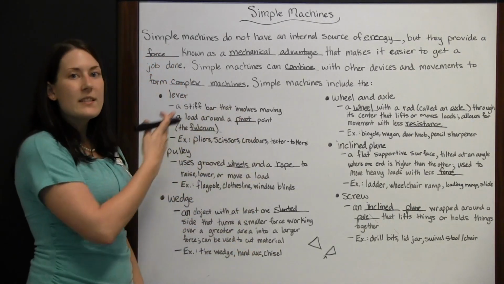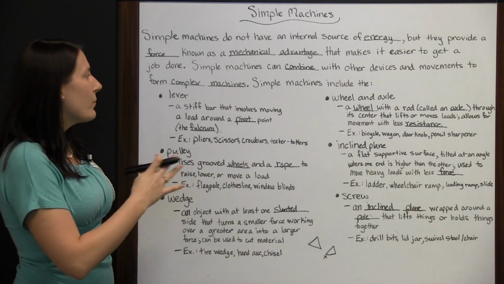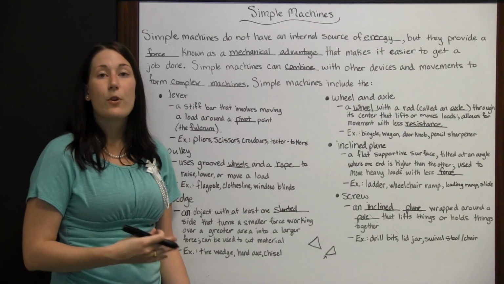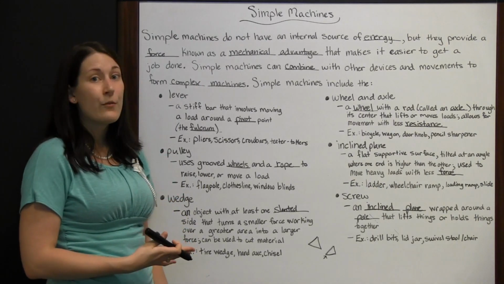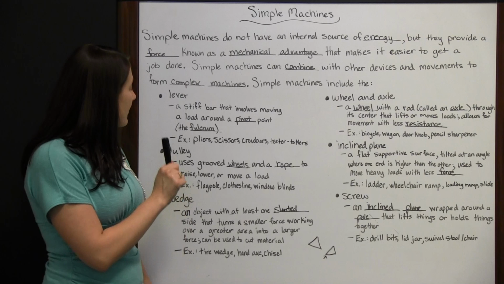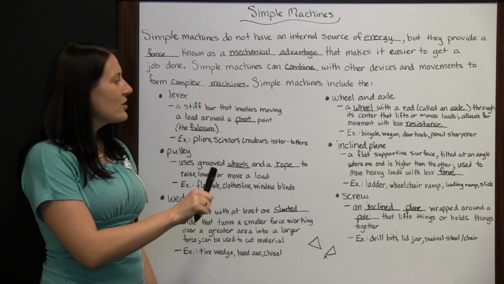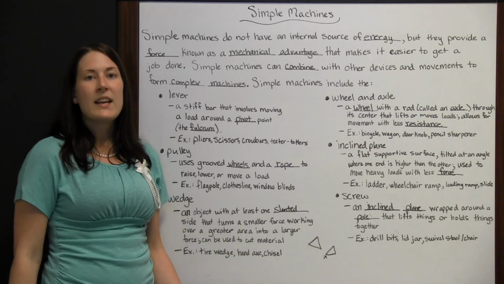So, all of these simple machines are able to combine with one or more of the others to form complex machines that you find all over the place today. Your simple machines are the lever, pulley, wedge, wheel and axle, inclined plane, and screw.